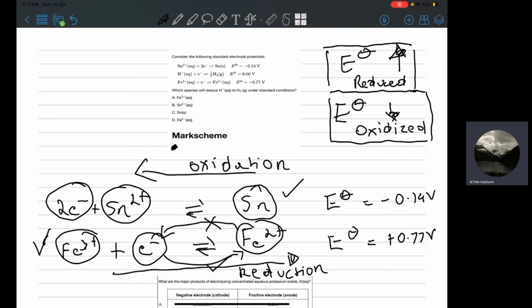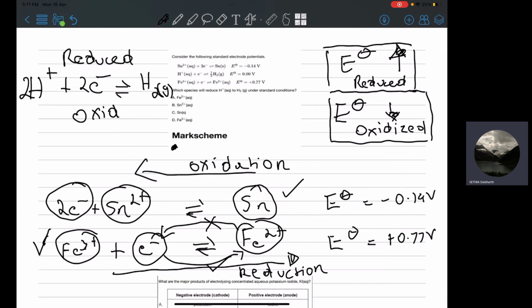So again, this brings us back to our question. How does this help us in our question? It asks us which species will reduce H plus to H2. So we know that we need H plus, or 2H plus rather, to gain some electrons to form H2 gas, right? We need this to happen. If we want 2H plus to gain electrons, that means we want it to be reduced. And if something is getting reduced, something else has to be oxidized, right? So something else has to be oxidized.